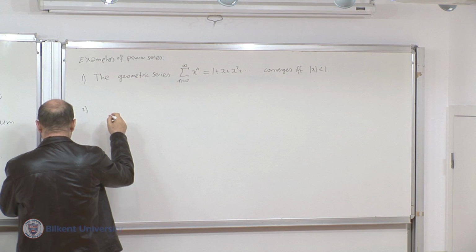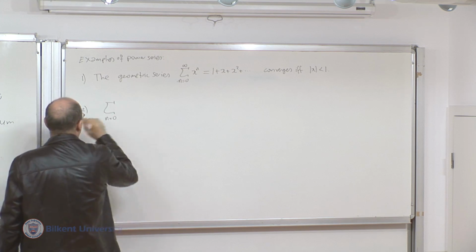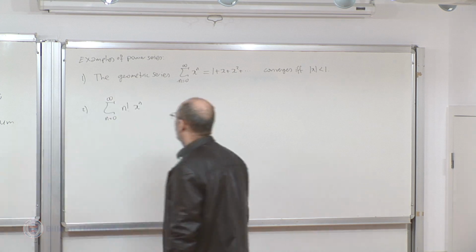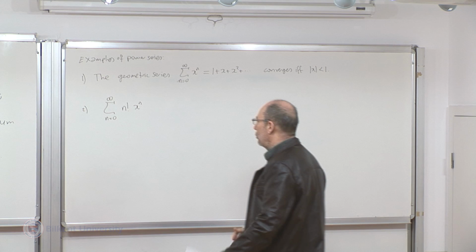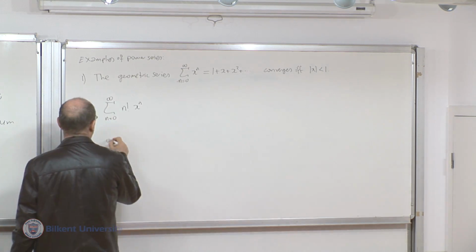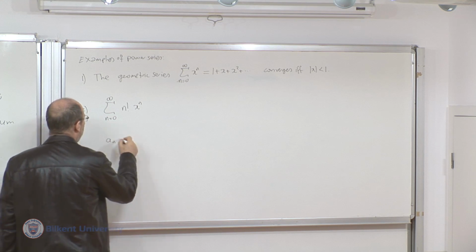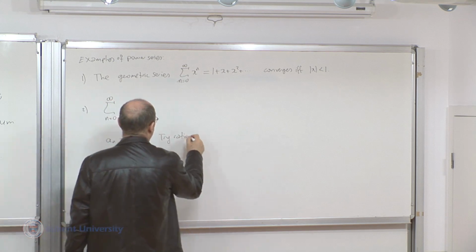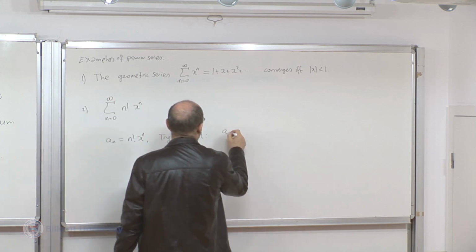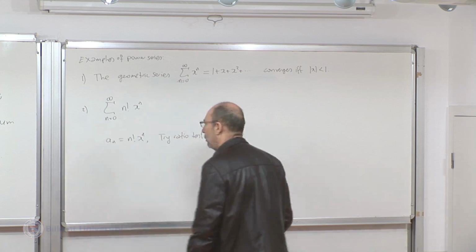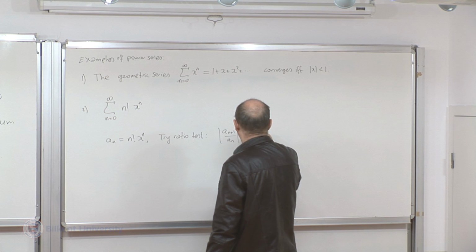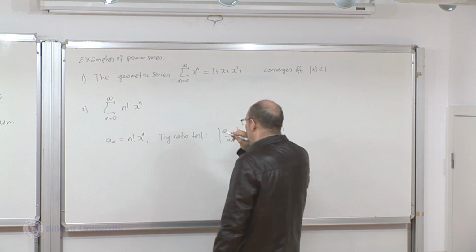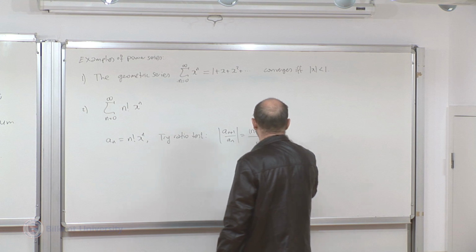Another example is this function. You can always invent something. This is n factorial times x to the n. Here we take a_n, which is a function of x, so let me again write a_n equals n factorial x to the n. Let's try the ratio test. We look at a_(n+1) over a_n in absolute value. This is (n plus 1) factorial times x to the power n plus 1 in absolute value, divided by n factorial times x to the n in absolute value.